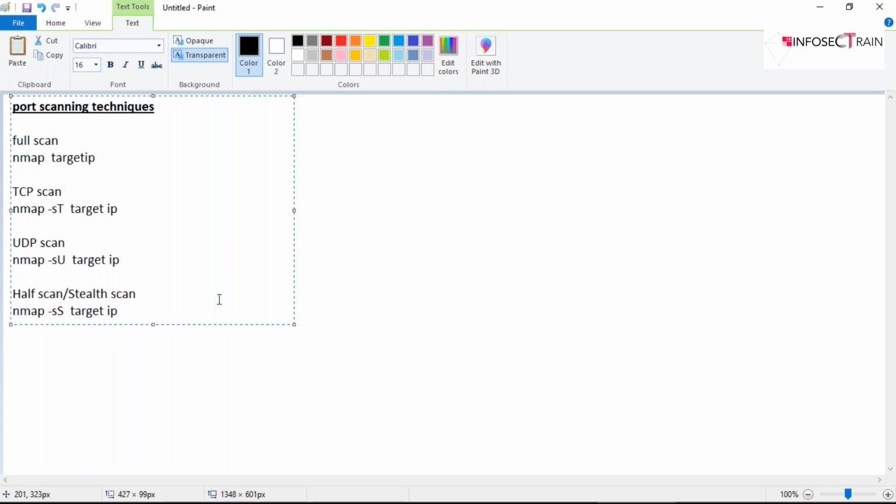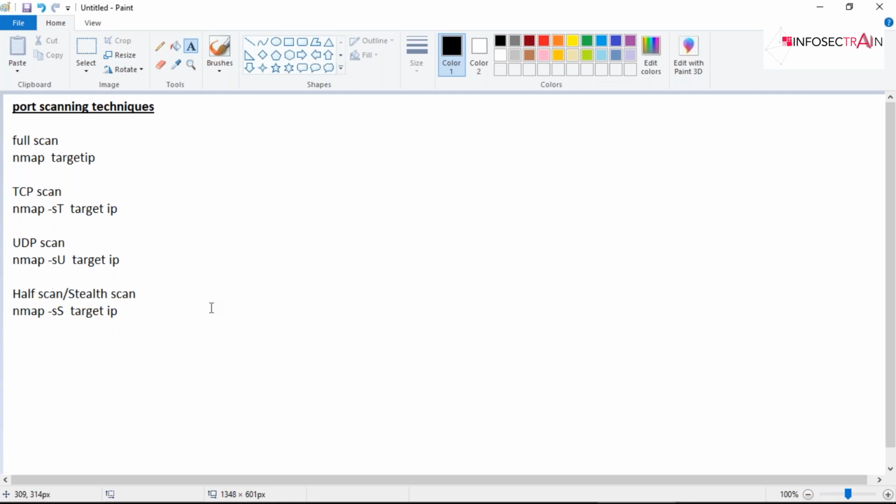Now, what does it mean, guys? What does this half scan or stealth scan do? It exploits the three-way handshake method. Now, as an attacker, what is your priority? If you are an attacker, tell me what is your priority? Your priority is to get the information about the ports, and your second priority is not to get caught. By not getting caught, I mean you don't want your information to be logged in the target machine. You don't want the logs to be generated there.